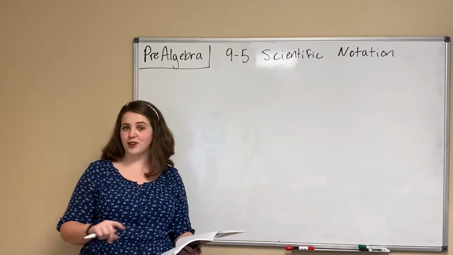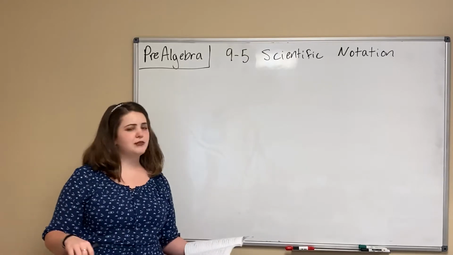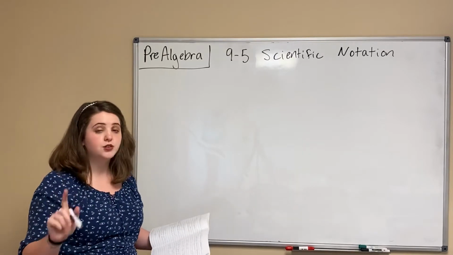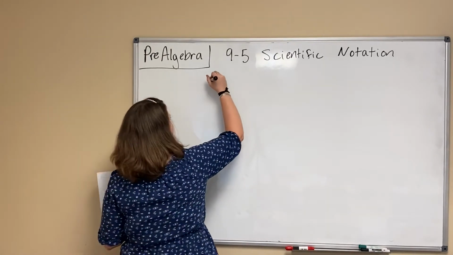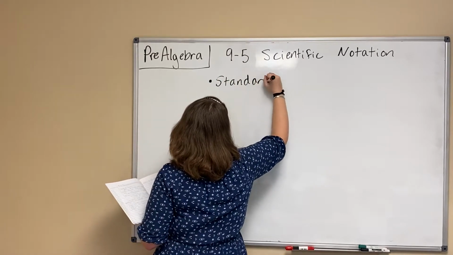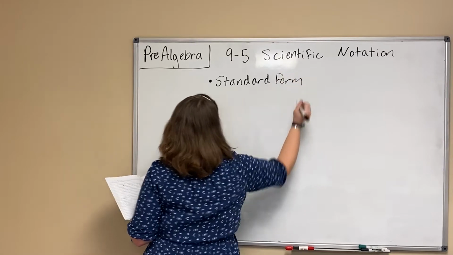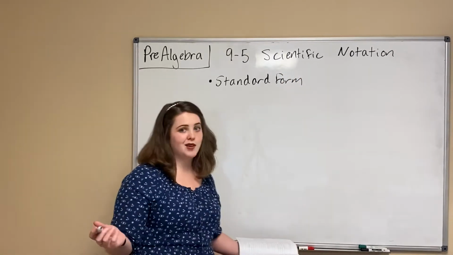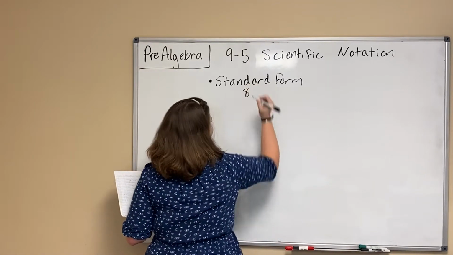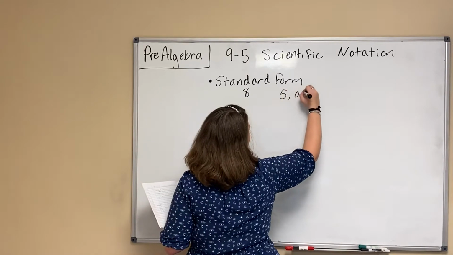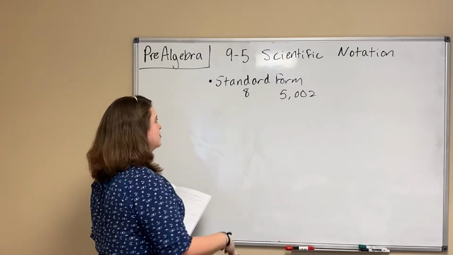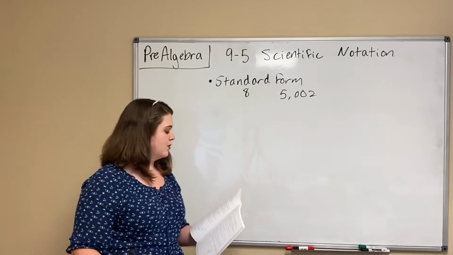Today we're going to take what we're learning about exponents and give it a more practical application with something called scientific notation. So far in our class, we've been using numbers that are in standard form. Standard form is just a number that's written with no exponents. It could be 8, it could be 5,002, anything. Any number that's written without exponents, we call that standard form.